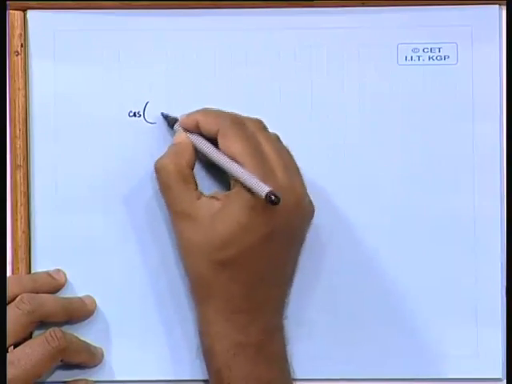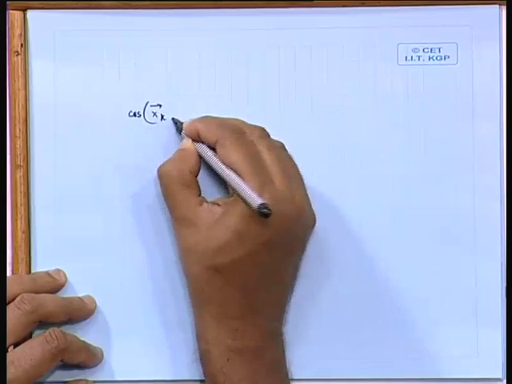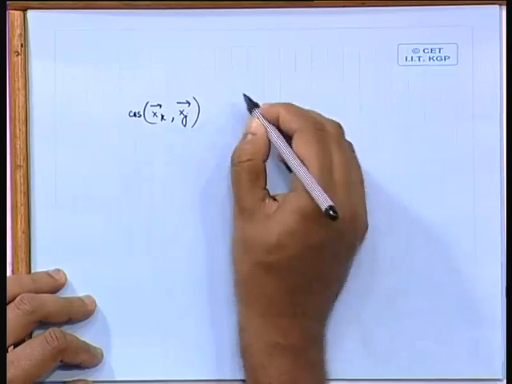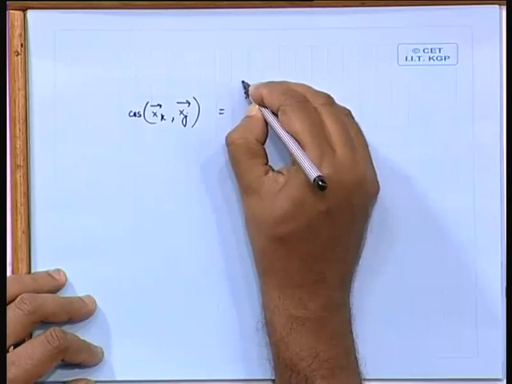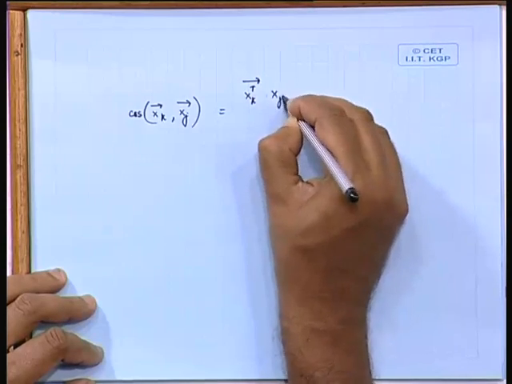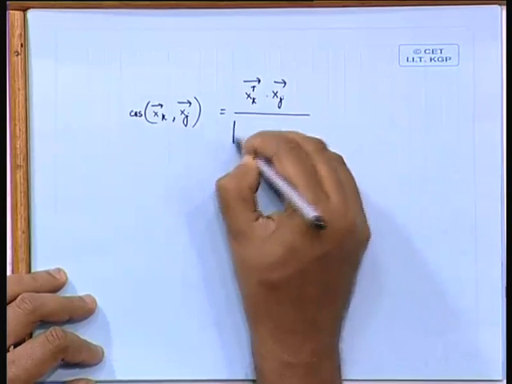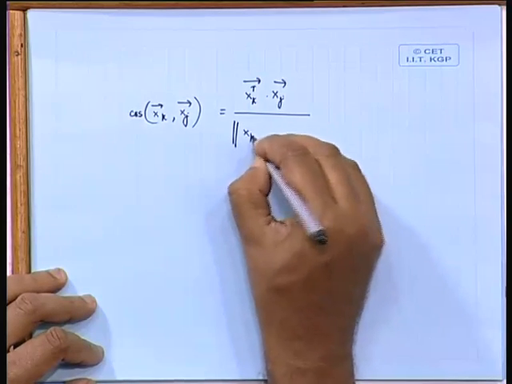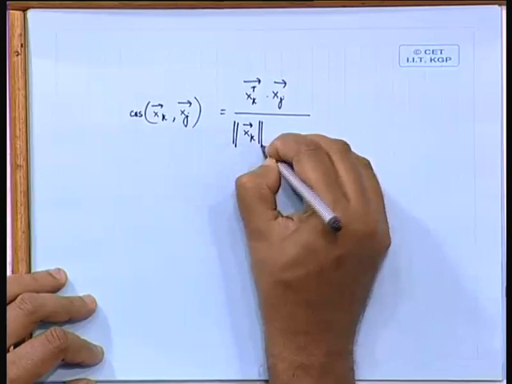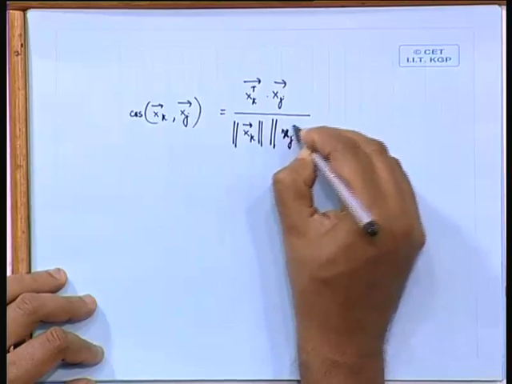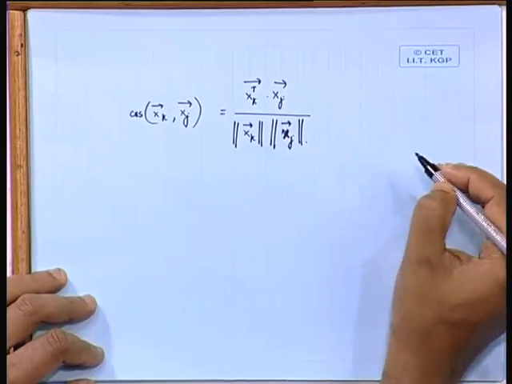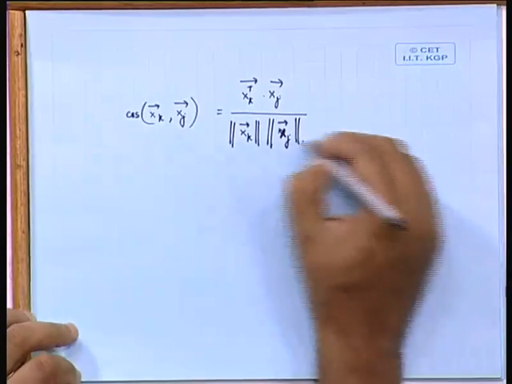So, if I take these two equations, we can also define the cosine of the angle between two vectors x_k and x_j. And how is that defined? That is defined as x_k transpose times x_j in the numerator, and in the denominator we have the norm of x_k times the norm of x_j. All right.